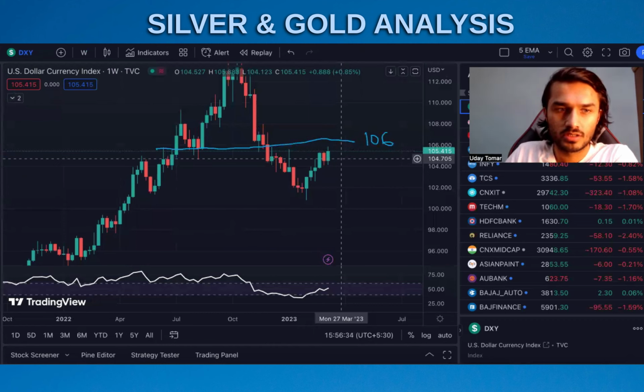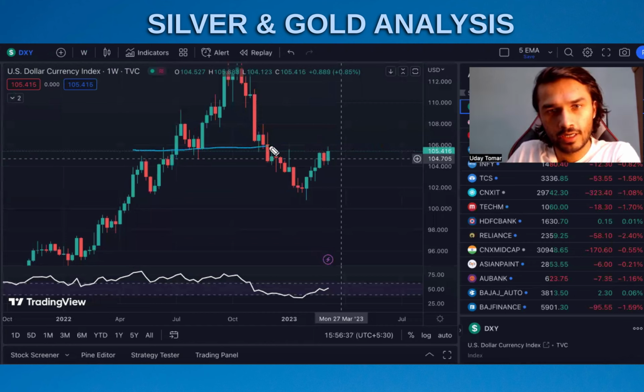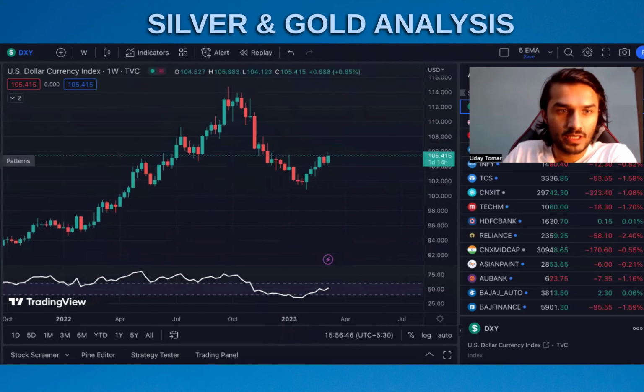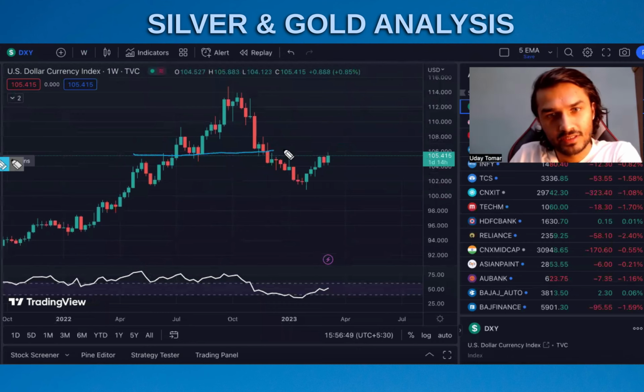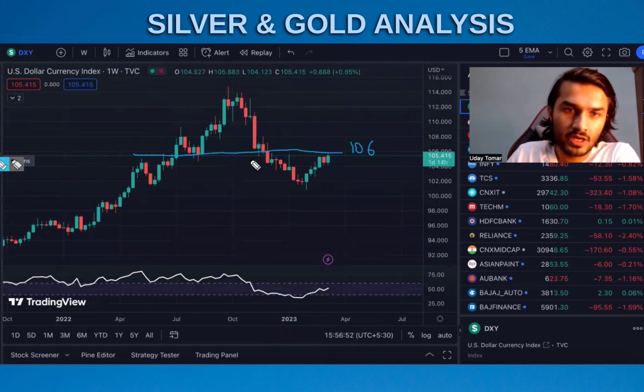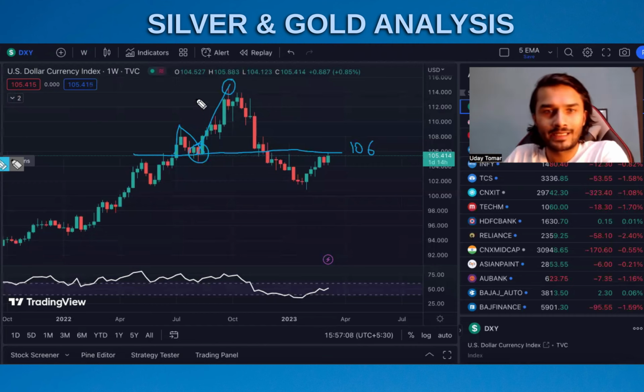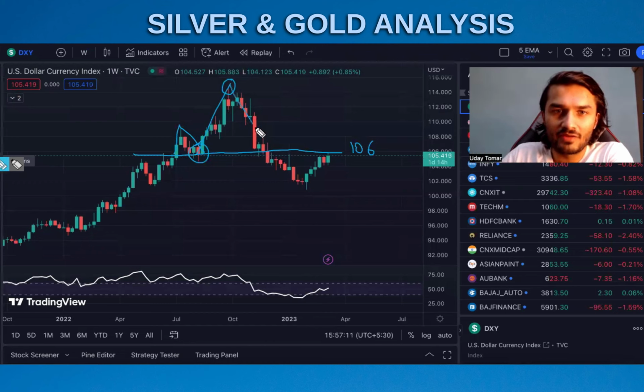So we are approaching the resistance level of the dollar index. And if this isn't breached this time, then I will show you what is going to happen. This is the resistance which I'm talking about, around 106. We broke out from here, then we tested, took support, and this was happening in the month of August in 2022, and then we went higher. This was the time we went approximately till 114 in the dollar index, and then we came down to 106, and we took a support, but this got broken and we went lower.